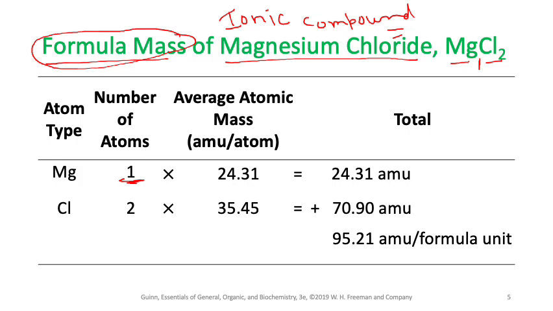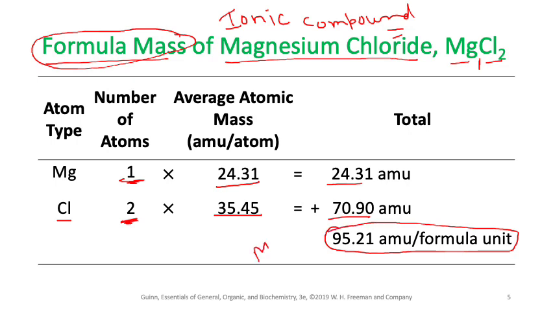How many chlorine atoms do you have in this magnesium chloride? 2 atoms of chlorine. And what you need to do is multiply the atomic mass of the individual magnesium and chlorine together. So each atom of magnesium has a mass of 24.31 and each atom of chlorine has a mass of 35.45. So you have to multiply. You have 2 of chlorine and 1 for magnesium. So these are your masses for magnesium and chlorine, and then you just add them together to get the formula mass for magnesium chloride.